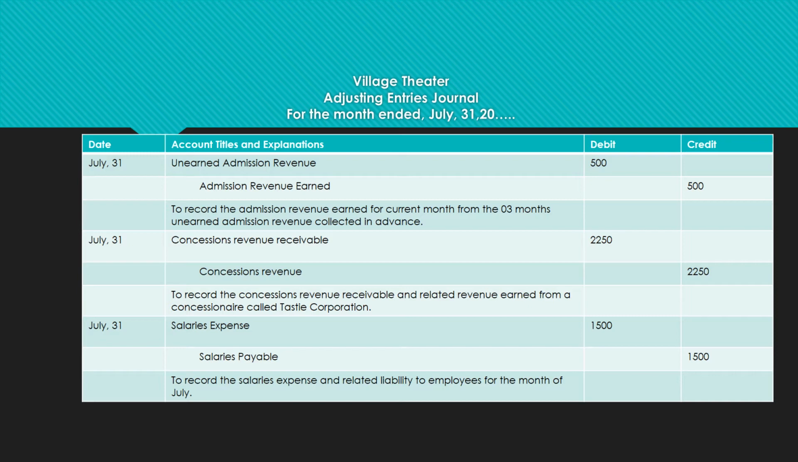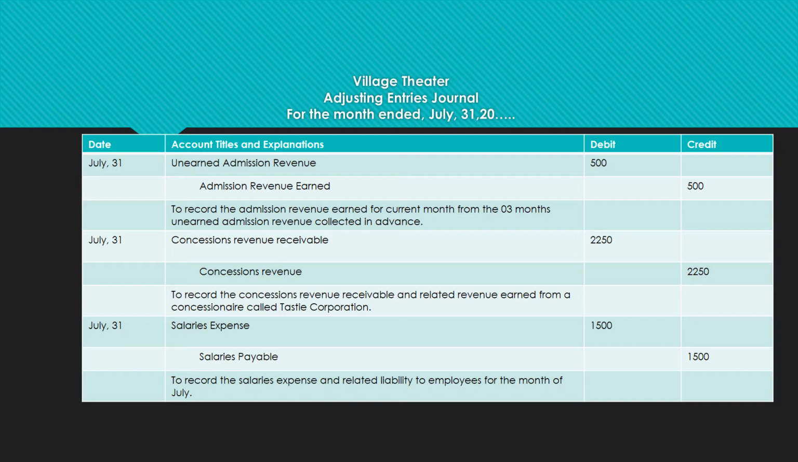Transaction E. Village Theatre allows the local YMCA to bring children attending summer camp to the movies on any weekday afternoon for a fixed fee of 500 per month. On May 28, the YMCA made a 1500 advance payment covering the months of June, July, and August. Now, YMCA is a customer of Village Theatre. That customer makes an advance payment of 1500 on 28th May. So 1500 is for 3 months: 500 for the month of June, 500 for the month of July, and 500 for the month of August.